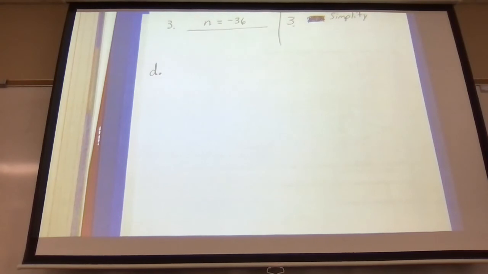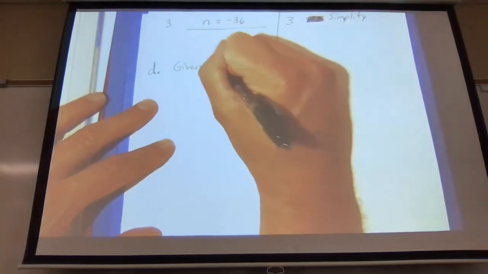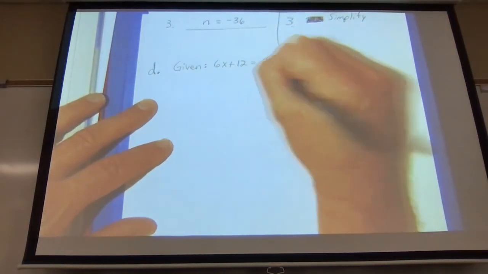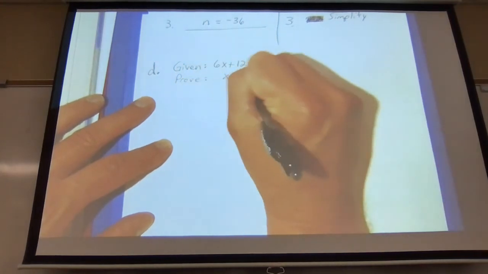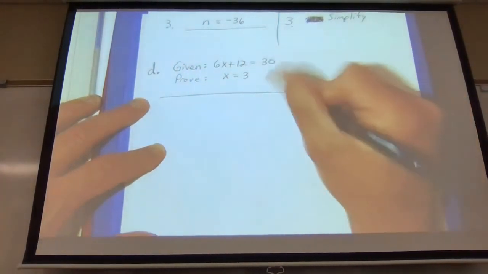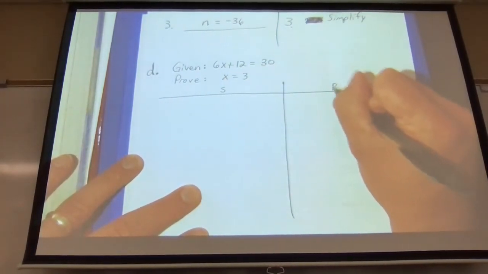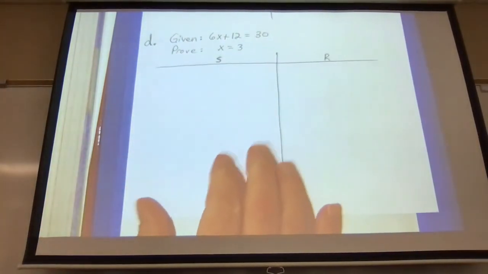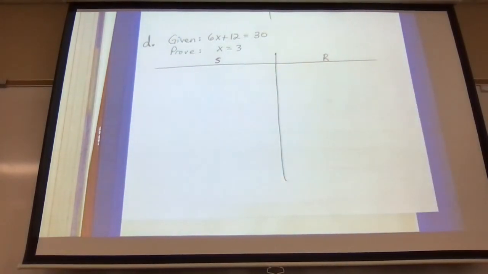Once again, I'm going to write this out as if it was the test next week. So it's going to be fill in the blanks. We're going to see how many. Like always, you'll have your statements on the left. Your reasons will always be on the right.